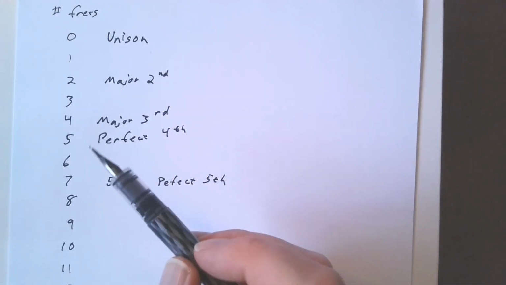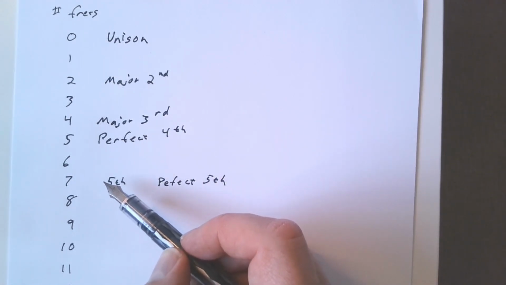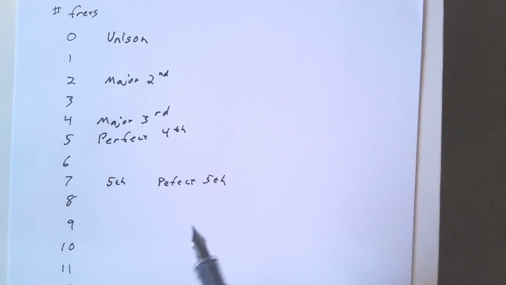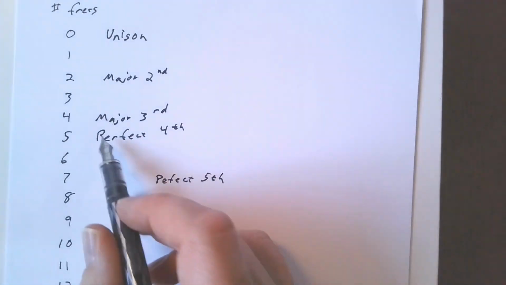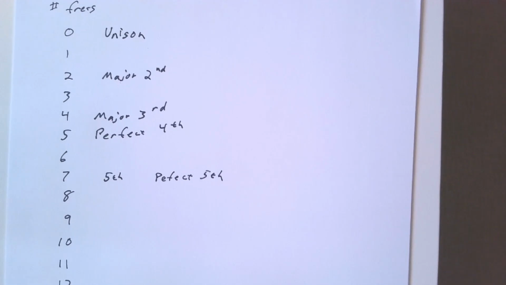Think about it this way. Both the fourth and the fifth exist in both the major and the natural minor scales. So a fifth is perfect and a fourth is perfect, but the third will change between the major and minor.